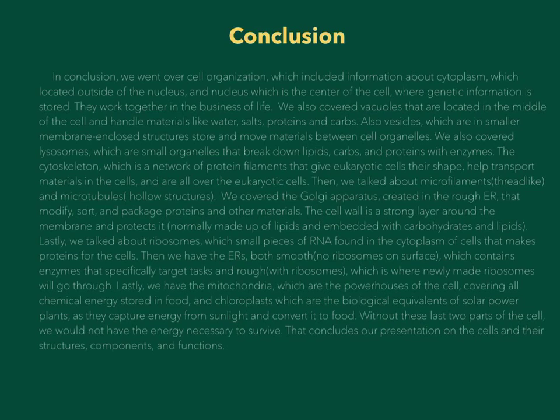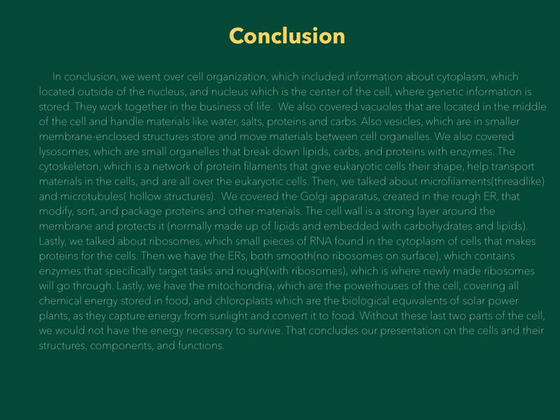The cell wall is a strong layer around the membrane and protects it, normally made up of lipids and embedded with carbohydrates and lipids. Lastly, we talked about ribosomes, which are small pieces of RNA found in the cytoplasm of cells that make proteins for the cells. Then we have the ERs: smooth, with no ribosomes on the surface, which contains enzymes that specifically target tasks, and rough, with ribosomes, which is where newly made proteins will go through.